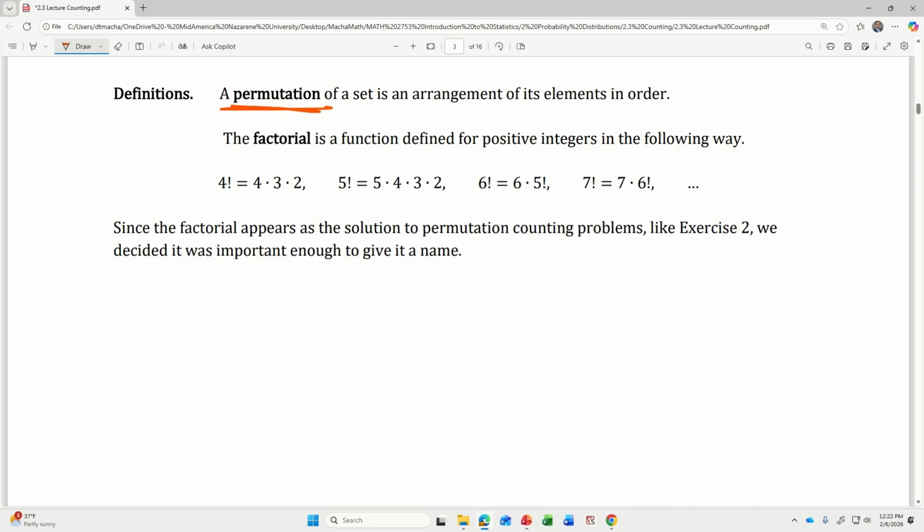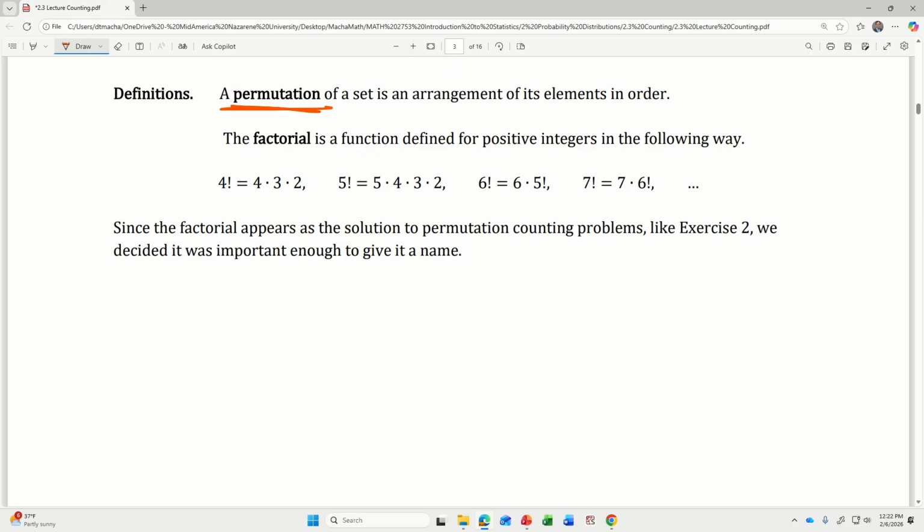A permutation of a set is the arrangement of the elements of the set in order. In the last problem we just worked, we had a set of 5 cities. So each city would be an element in the set. And the permutation is deciding what order am I going to visit those cities in. And it turned out that there was 120 permutations of a set of 5 elements.